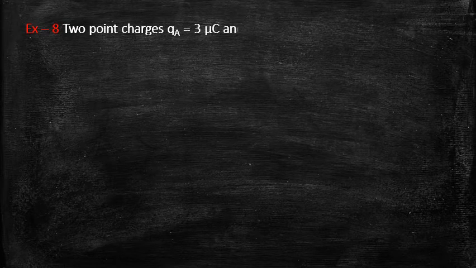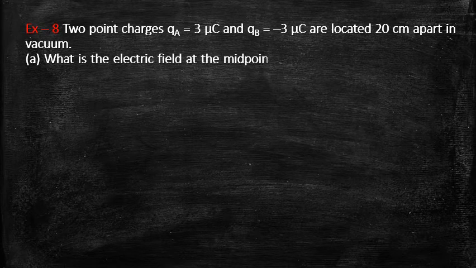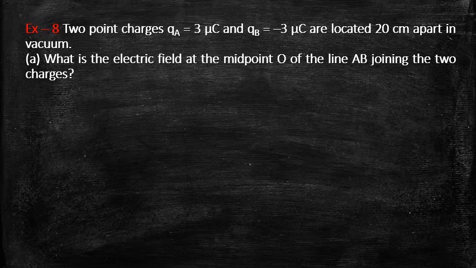Now let us move to the last problem of this session. In the 8th one, two point charges QA, which is 3 microcoulomb, and QB, which is minus 3 microcoulomb, are given, separated by a 20 centimeter distance. What is the electric field at the midpoint O of the line joining the two charges A and B?